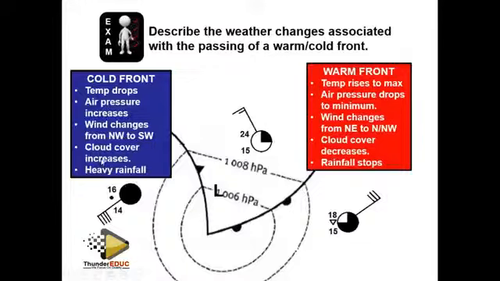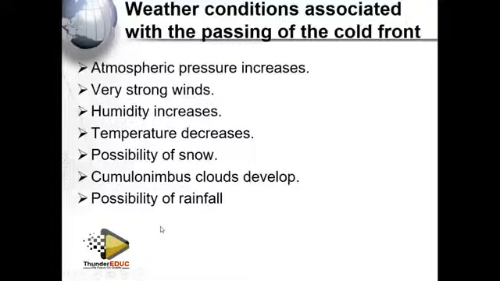We have cloud cover increasing. Why is it increasing? There is rising warm air that is going to result in wide-base tall clouds along the cold front. We also have heavy rainfall. Remember, the moment we talk about those big clouds that develop, they come with heavy rainfall. Okay, that is what we refer to as the cold weather conditions. Those are the weather conditions that are experienced on the cold front and the warm front.